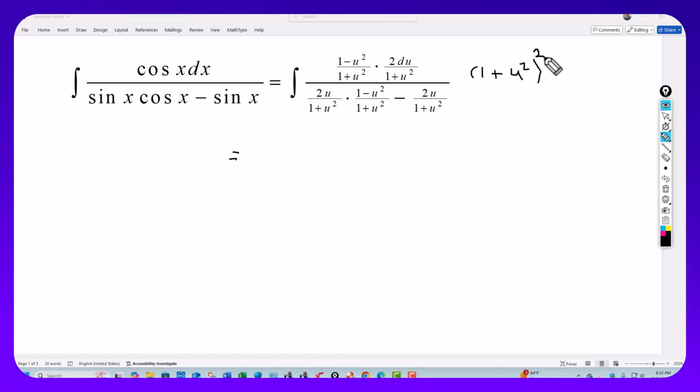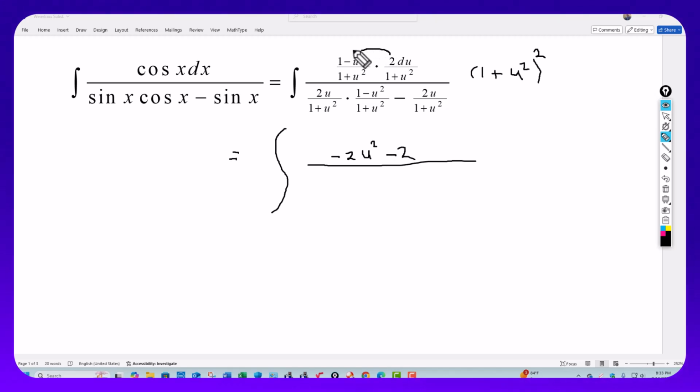We're going to multiply by (1 + u²)². So what is that going to give us then? In the numerator, we've got 1 + u², 1 + u². That's going to cancel out, divide out. So it's going to give us 2u times (1 − u²). So this will be −2u² − 2.